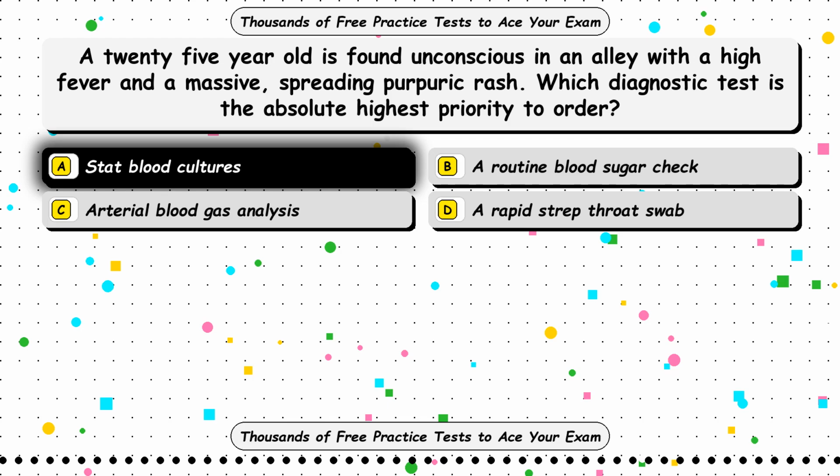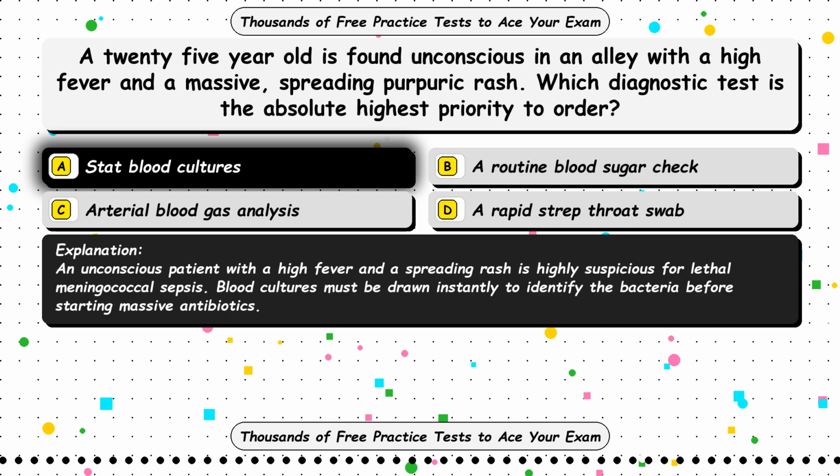The correct answer is option A, stat blood cultures. An unconscious patient with a high fever and a spreading rash is highly suspicious for lethal meningococcal sepsis. Blood cultures must be drawn instantly to identify the bacteria before starting massive antibiotics.